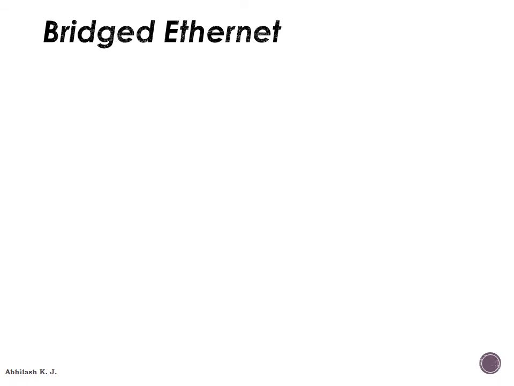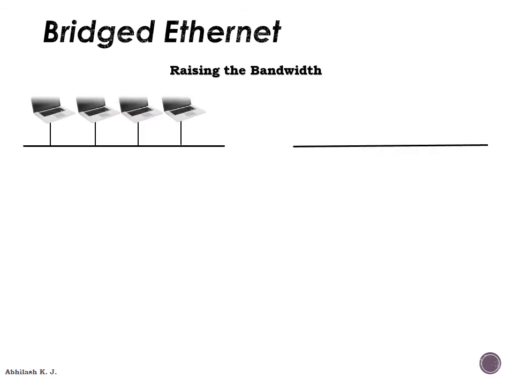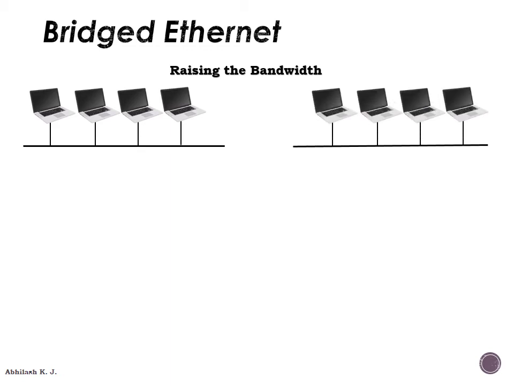If we use the bridge, we can divide this network into 2 different segments. In that particular case, 4 stations will be on one segment, another 4 stations will be on another LAN segment, and both the LAN segments are connected here by the bridge. So now, since there are 8 stations divided into 2 networks, each will have 4 stations. Now each network will have 10 Mbps. This network separately has 10 Mbps and this network separately has 10 Mbps.